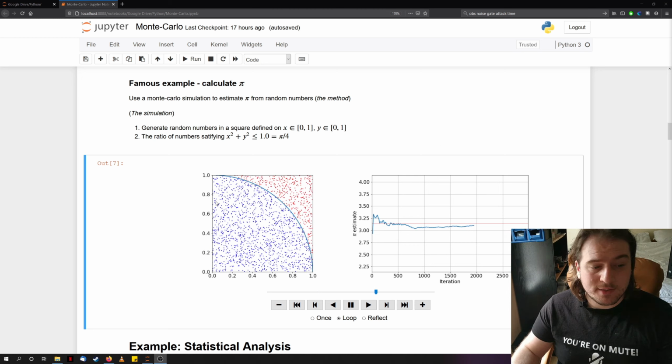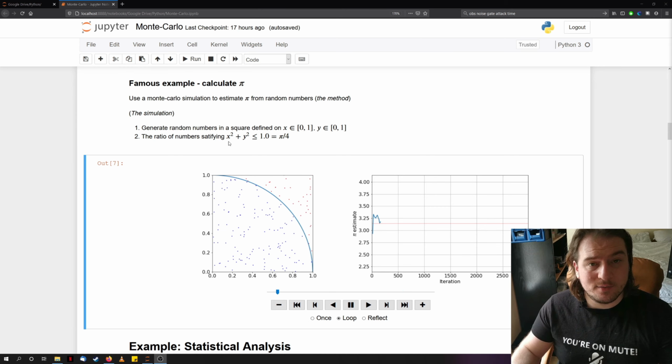The way it goes is you construct a square domain from 0 to 1 in both the x and y. You then generate random numbers uniformly between 0 and 1 for each of the x and y. You then evaluate whether those random numbers fall within this quarter circle, using this equation, x squared plus y squared is less than 1.